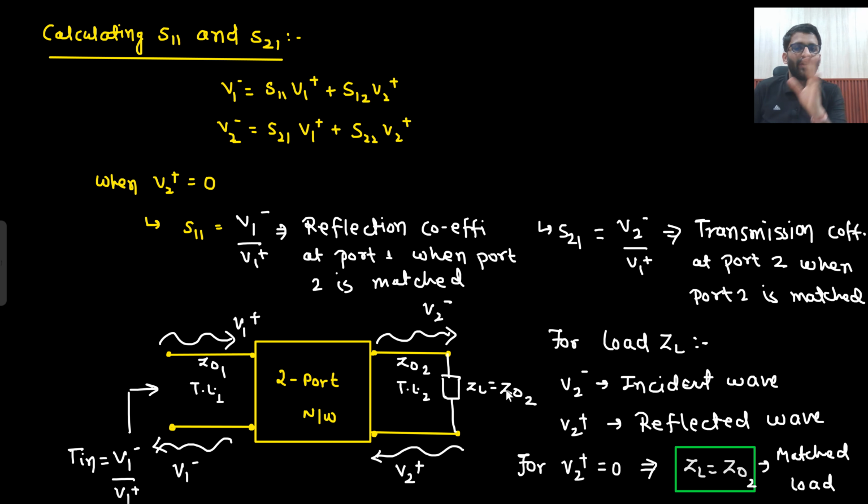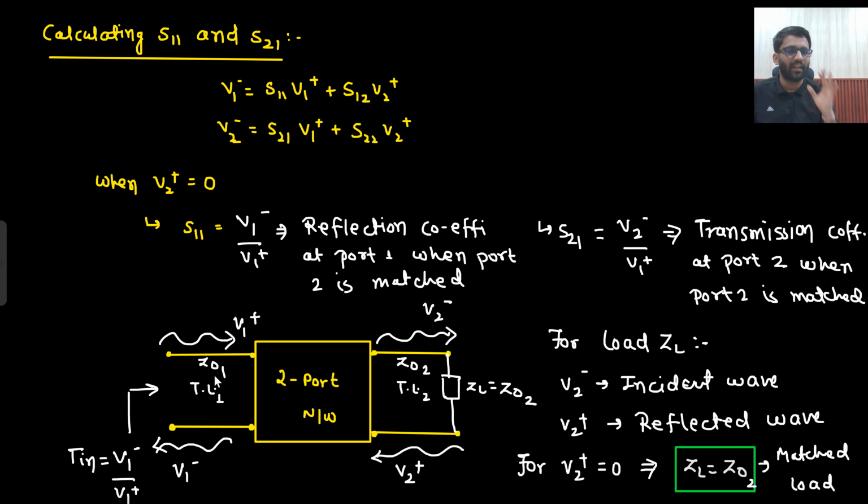What we need to do is put V2 plus equal to 0. How will we put V2 plus equal to 0? We need to match the load. If we match the load, there will be no reflections. If there is no reflection, then it's all good for us, and that means V2 plus is 0. Now my task would be only to find gamma here, and then V2 minus divided by V1 plus.